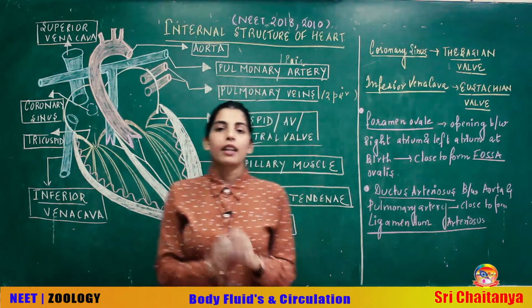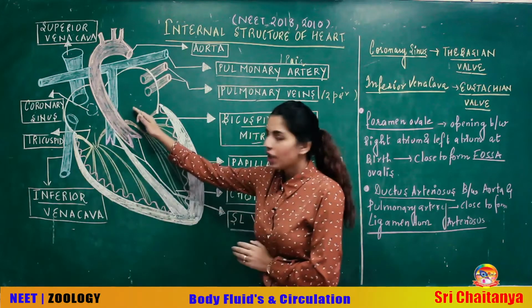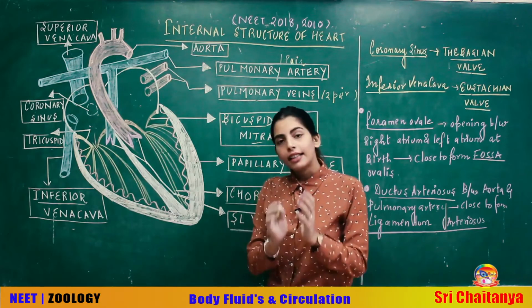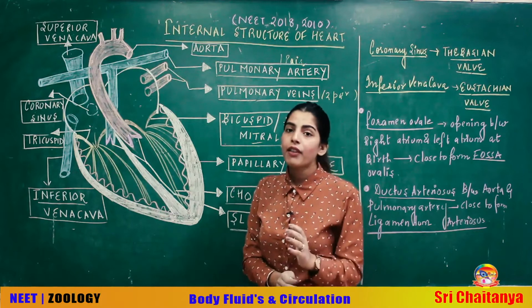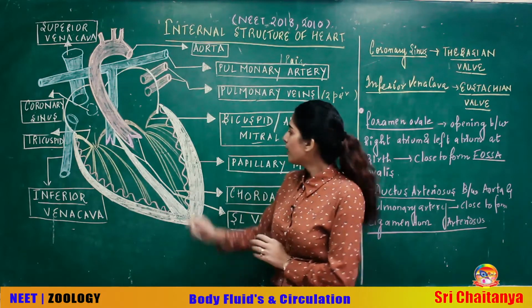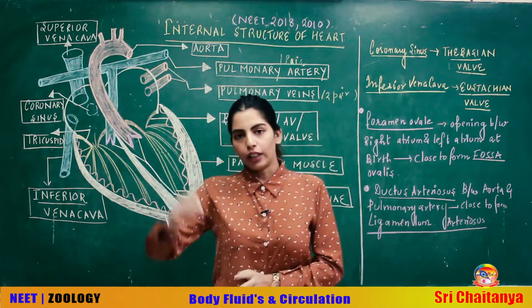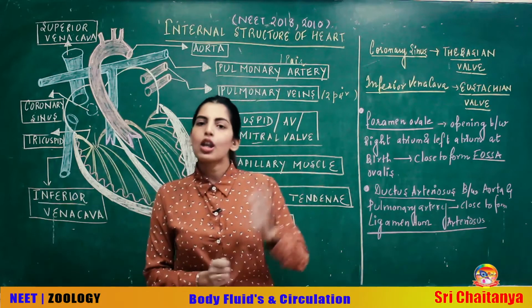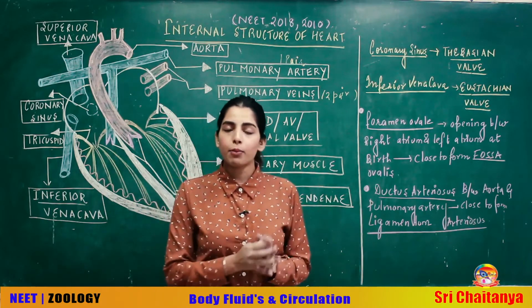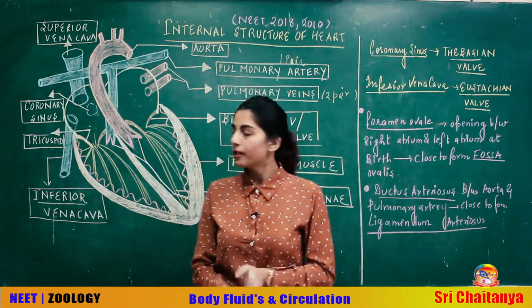In the same way, there is a valve which is present between the left atrium and left ventricle. That valve is also called an AV valve, but more specifically that valve is called the bicuspid valve or the mitral valve. So on the right side you have the tricuspid valve, on the left side you have got the bicuspid valve between the atrium and the ventricles.